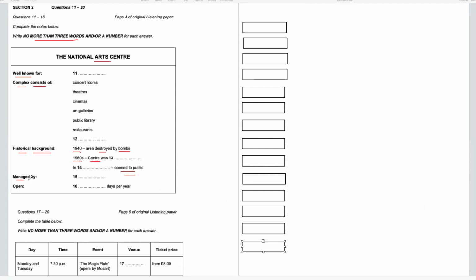We'll want to see who this is managed by. And then open, I want to know how many days per year. The fact that this says days leads me to believe this will be a number.